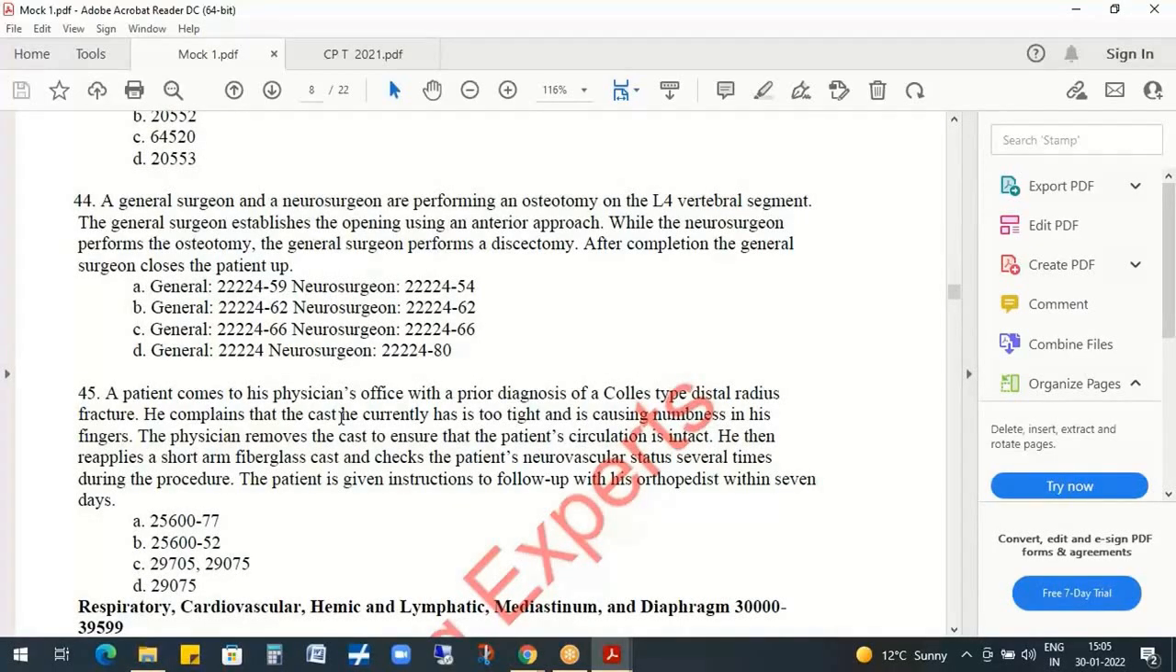Up to 45. Up to 45, any doubts? Up to 45.